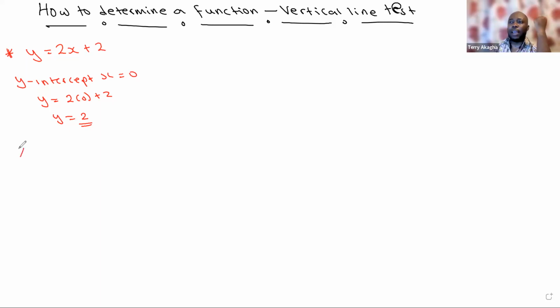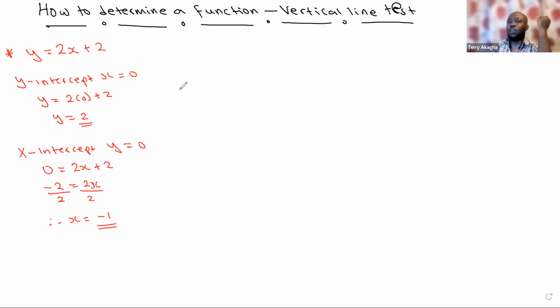So also we can get the x-intercept. The x-intercept is when y is equal to 0, so it's going to be 0 is equal to 2x plus 2. You take that, so it's going to be minus 2 is equal to 2x. Let me put it this way so it will be easy. So that means I now divide both sides by what? 2. So therefore, x is going to be equal to minus 1.